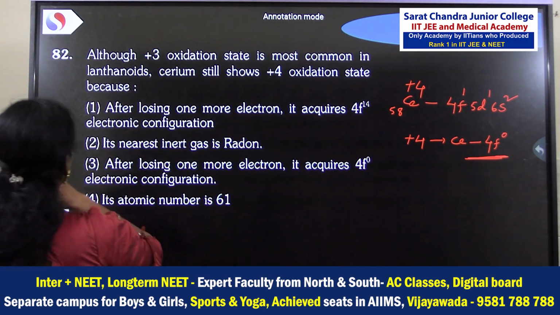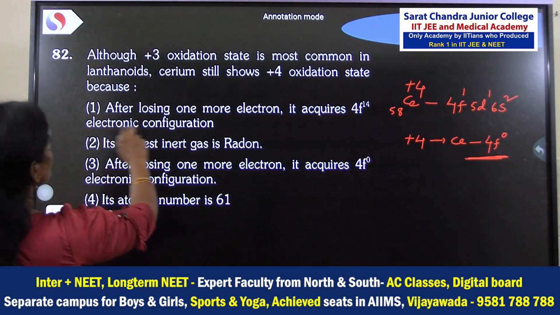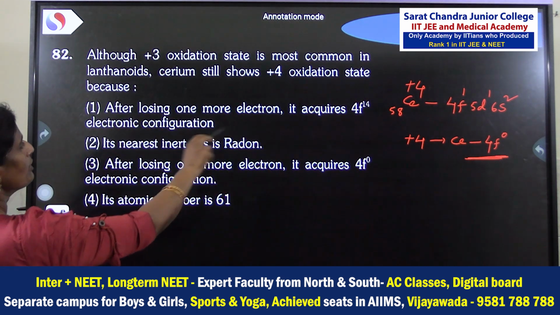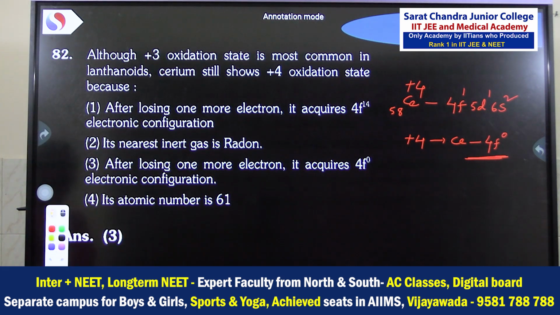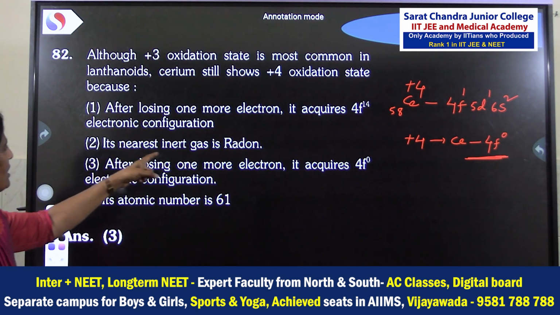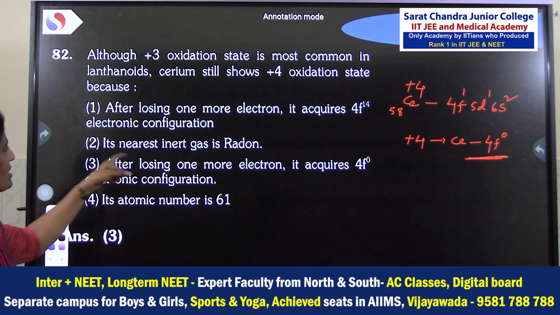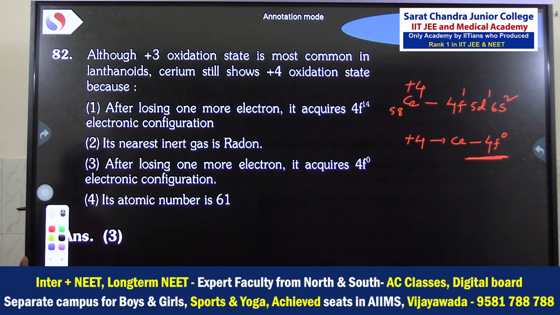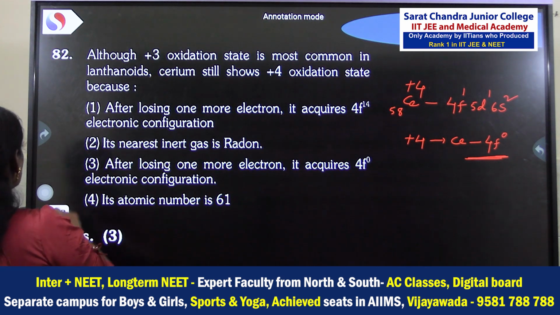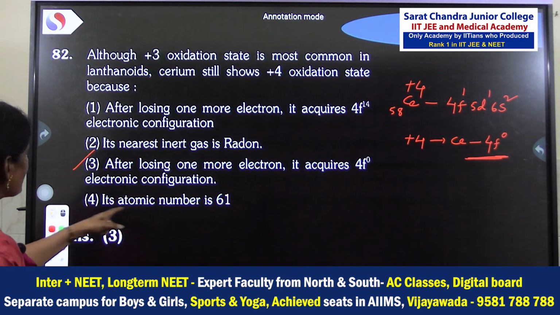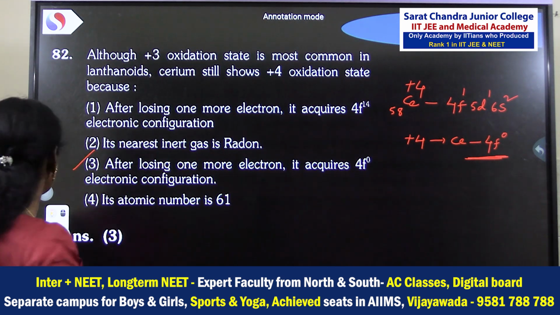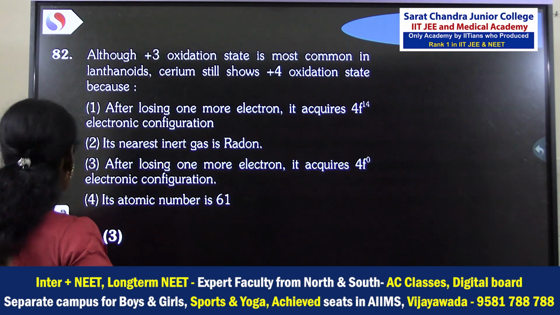So what is the correct option? After losing one more electron, it acquires 4f14 electronic configuration. That is wrong because it is getting 4f0 configuration. Second, its nearest inert gas is radon. Its nearest inert gas is xenon, not radon. After losing one more electron, it acquires 4f0 electronic configuration. So this is the correct one. And its atomic number is 61. That is also wrong because its atomic number is 58. So the correct option is the third one.